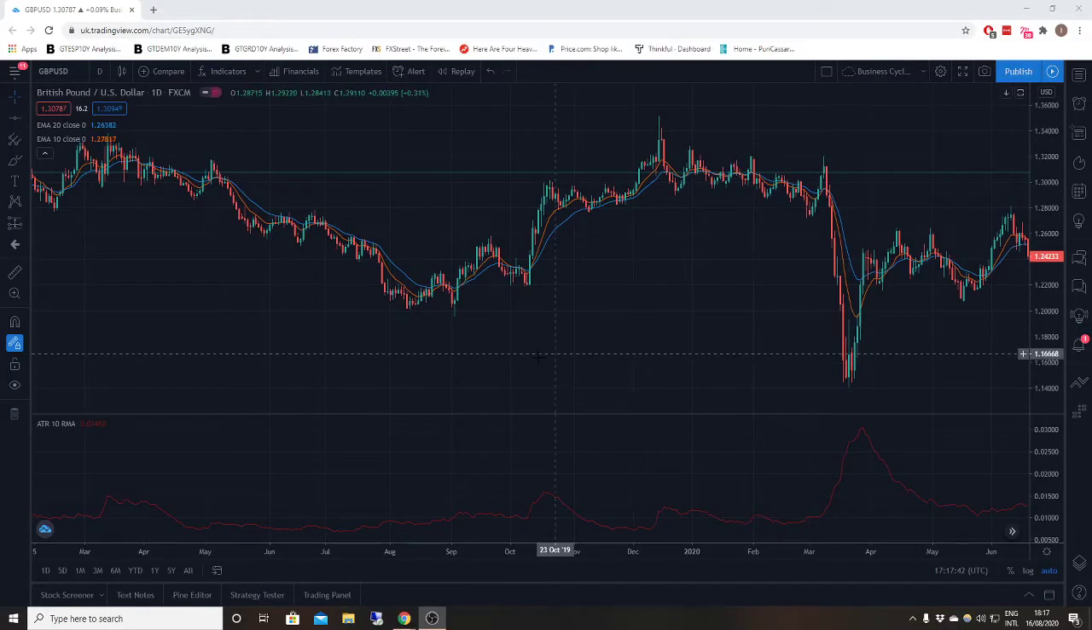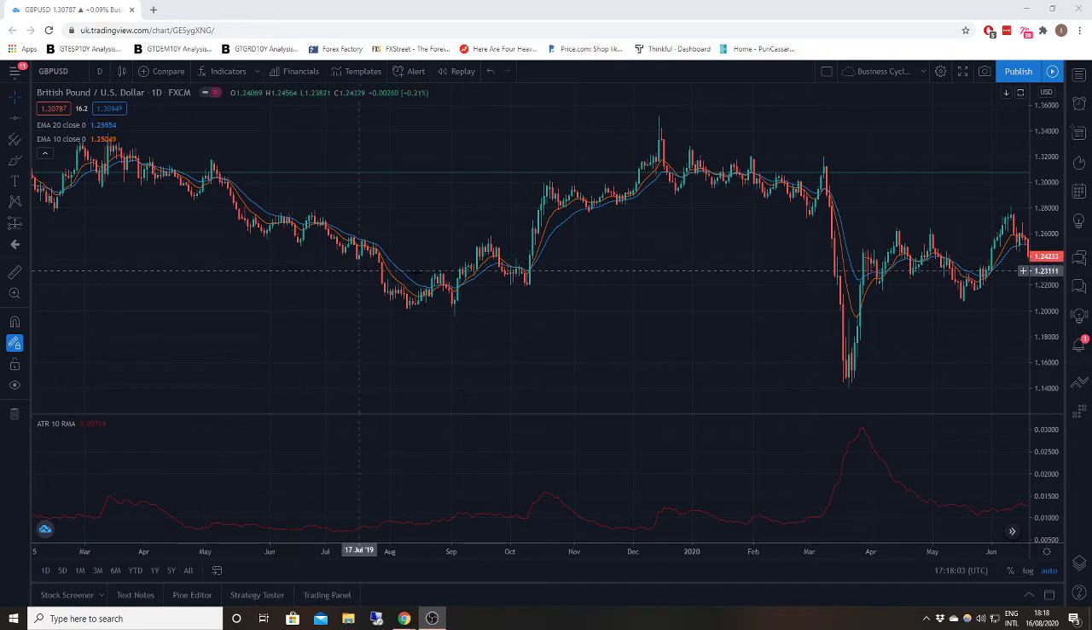Hey guys, so today we're going to be analysing the cable forex pair, GBP USD, for the week ahead, and we're just going to be trying to put in some support and resistance levels, figure out where market sentiment is, and just try and find opportunities in the coming week.